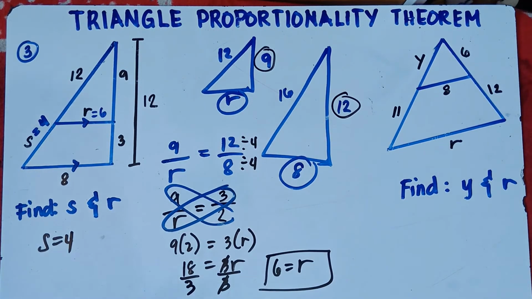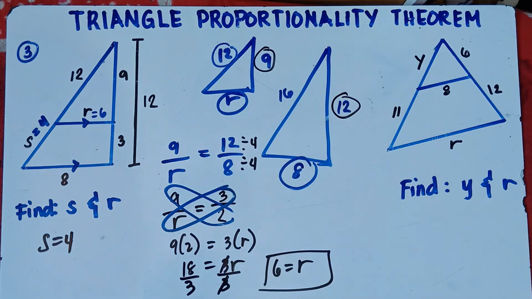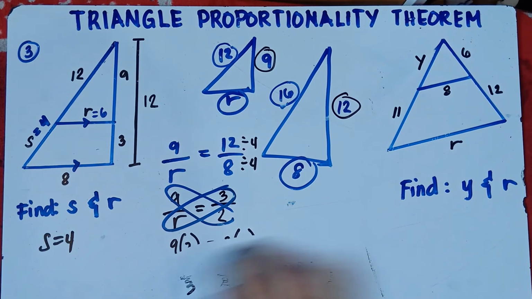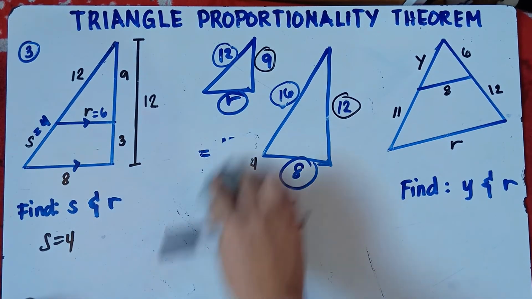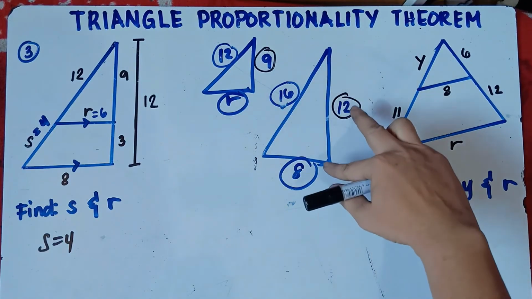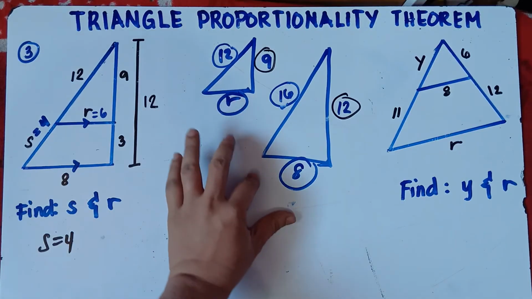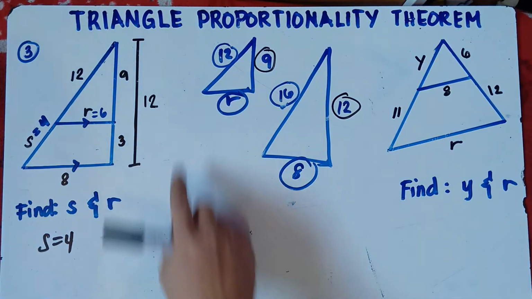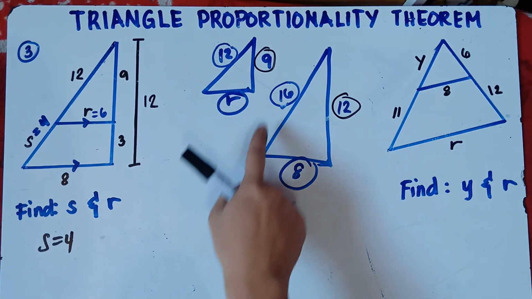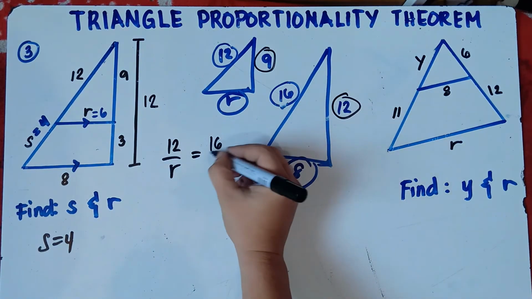Now, once again, you can have the solution the other way. You can have 12 over R, then 16 over 8. Let's check, class, if we will have the same answer. So it depends on you, class, which do you prefer. You can have these two sides, then these two sides, or this one, 12 over R, then 16 over 8. Let's check if we have the same answer, 12 over R, then 16 over 8.